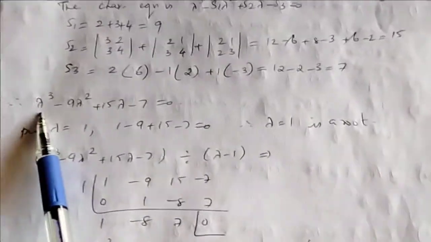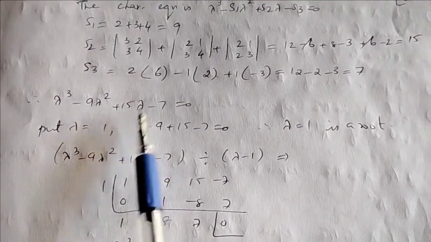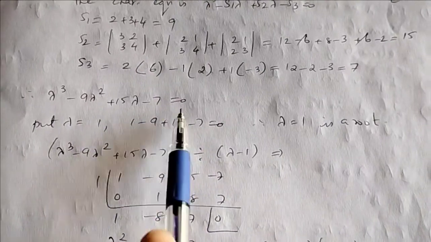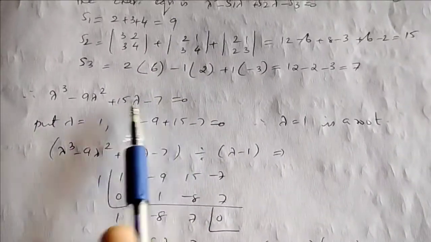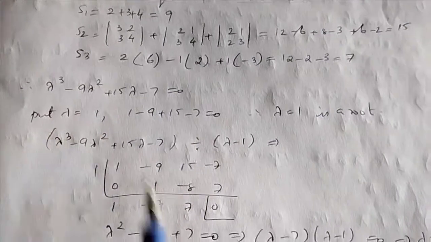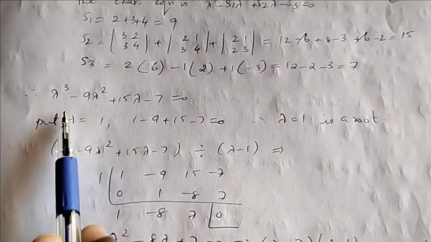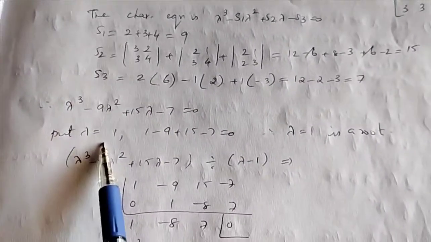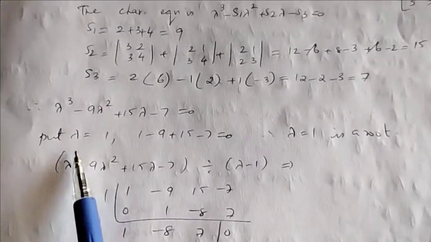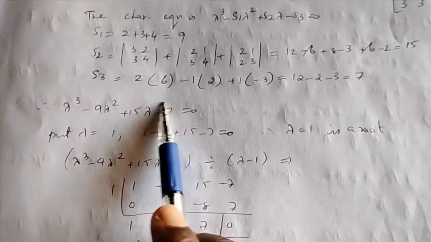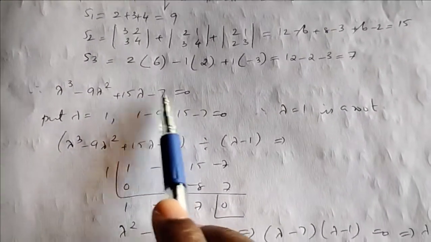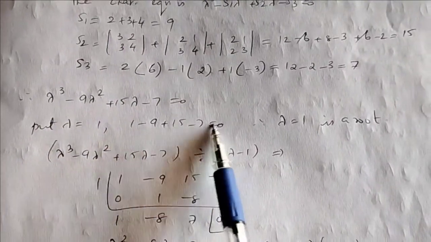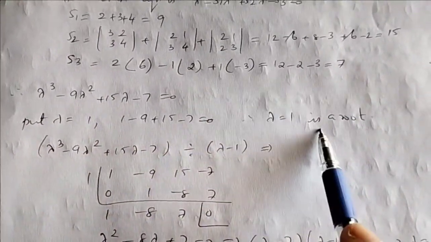So lambda cube minus 9 lambda square plus 15 lambda minus 7 is equal to 0. This is the characteristic equation. To solve it, you can use a calculator to find the values of lambda. Otherwise, we can solve it directly by the division method. First of all, find any one of the roots by trial and error, looking at the constant term. If lambda is 1, then 1 minus 9 plus 15 minus 7 is 0. So lambda is equal to 1 is a root.